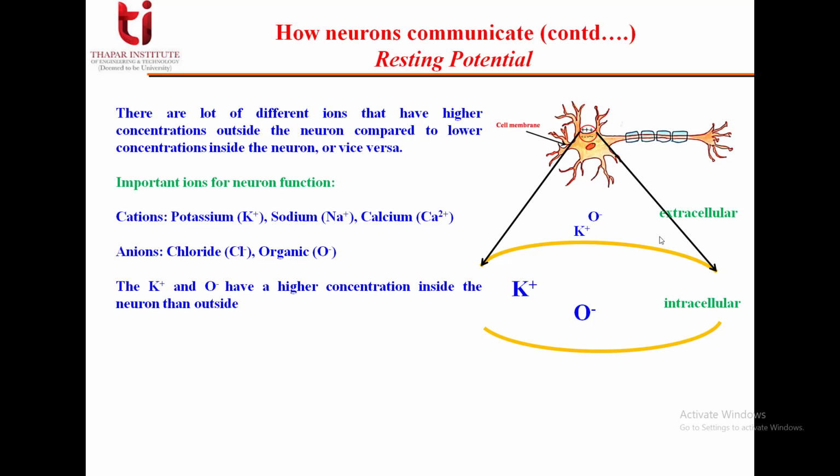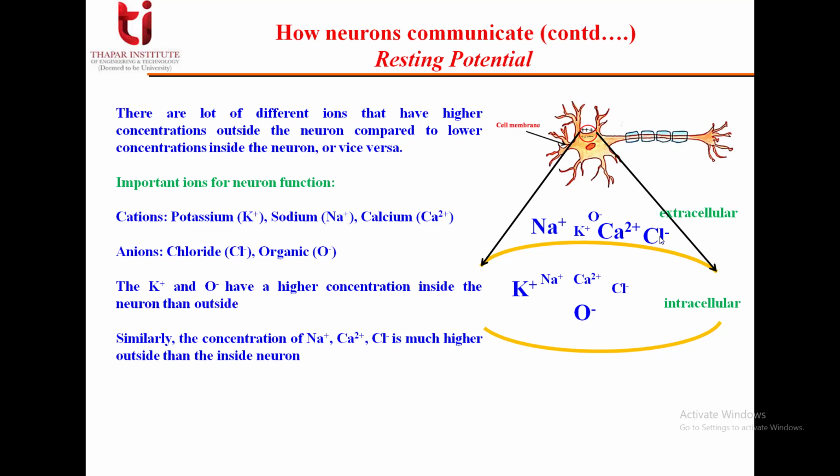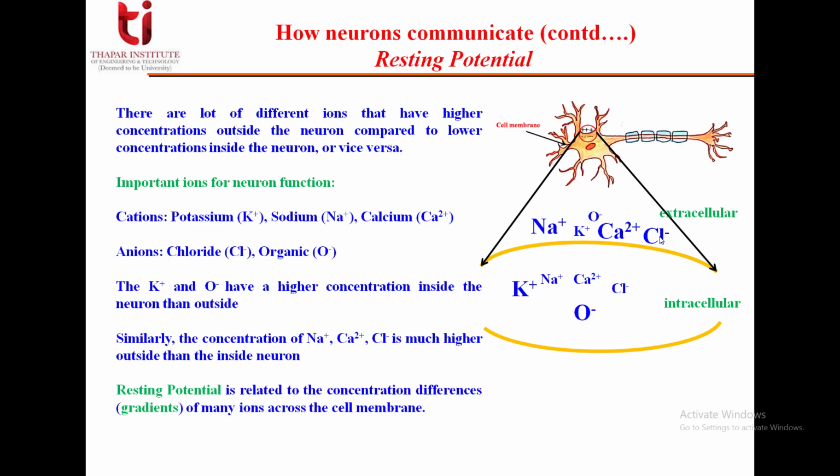So you can see in the intracellular region I kept K plus, which is bigger in size compared to the K plus outside the cell. That is just to show the difference in the concentration levels. Similarly, the concentration of sodium, calcium and chloride ions is much higher outside than inside the neuron. Again, we have shown this with bigger size letters outside and smaller size letters inside.